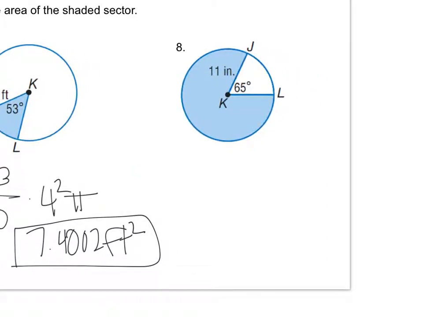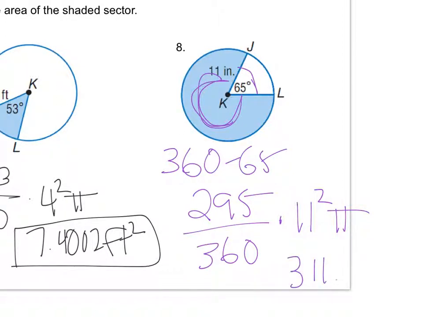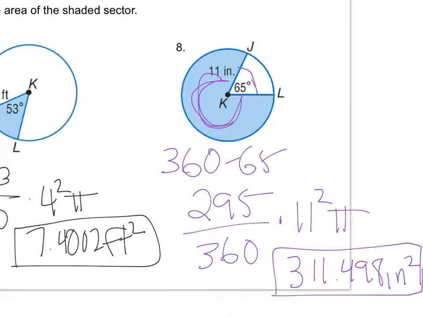So here, now look. This part is 65, but I want this whole part. So what I want is 360 minus 65, because I want this whole big part. So that's going to be 295 over 360 times 11 squared pi. So 295 divided by 360 times 121, because that's what 11 squared is, times pi. So after all that, I get 311.498 inches squared. There's my answer. Okay?